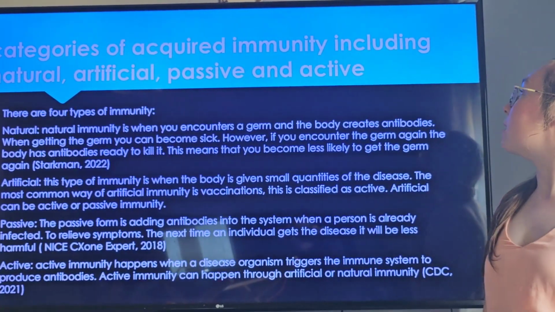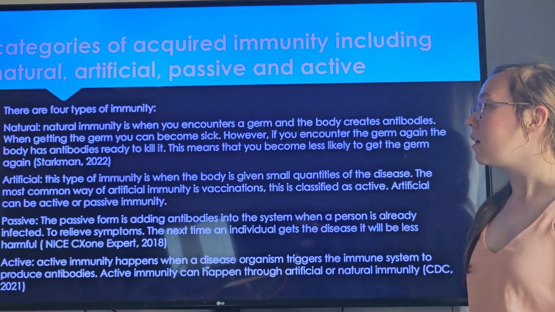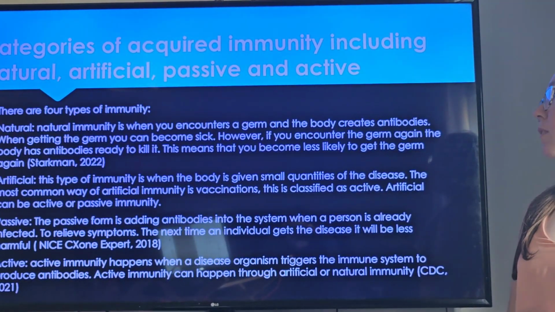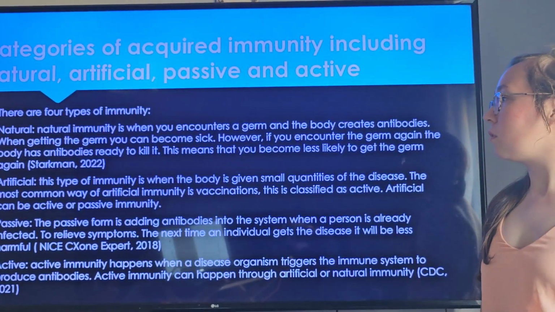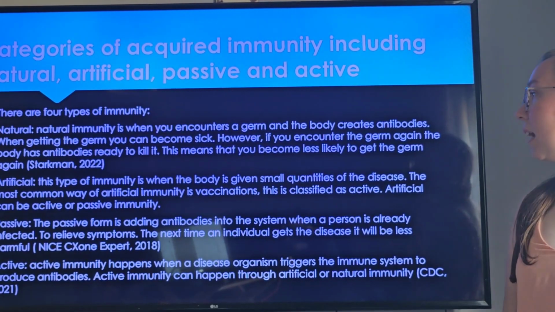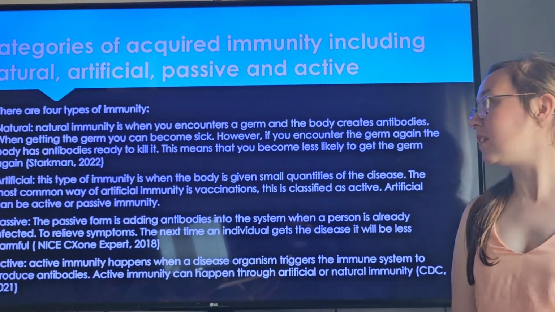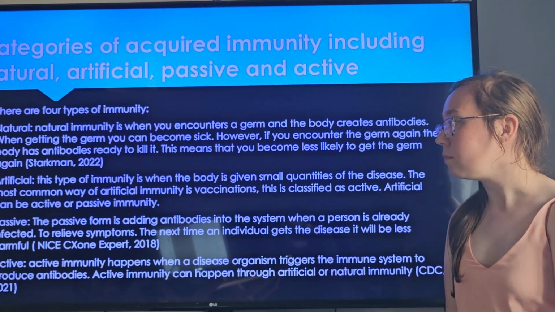Categories of acquired immunity, including natural, artificial, passive and active. There are 4 types of immunity. Natural. Natural immunity is when you encounter a germ and the body creates antibodies. When getting the germ, you can become very sick. However, if you encounter the germ again, the body has antibodies ready to kill it. This means that you become less likely to get the germ again.